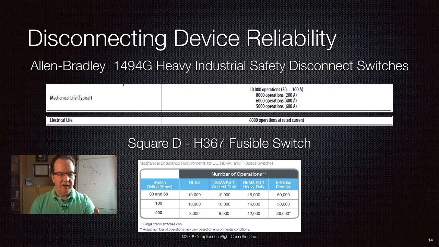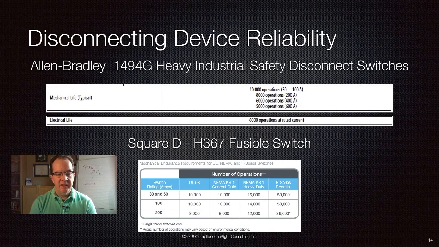And so for the electrical life of the switch, they're talking 6,000 operations at rated current. So assume that the machine was running. You probably wouldn't normally do this, but if the machine's running, motor's running, and you pull that switch while it's running, you should get 6,000 operations out of that switch if the motor or the machine is pulling the full rated current of the switch.